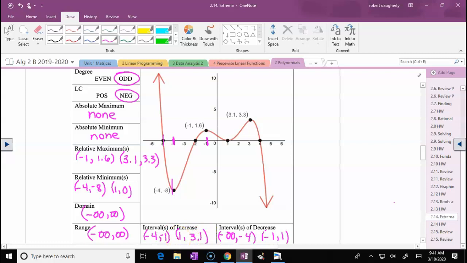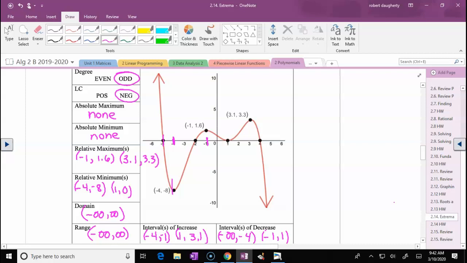Now I'm sitting at 3.1 and I'm going in that direction. What happens next? Decreases. So what is that interval? There's a common mistake here. It's not 3.1 to negative infinity. It's what?